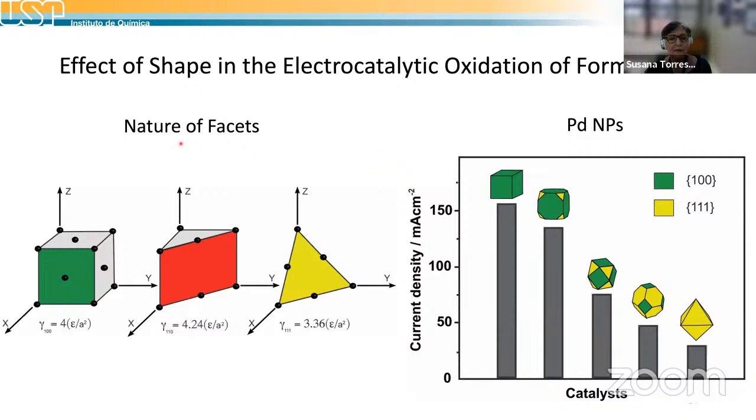For example, by controlling the geometry of the nanoparticles, here is an example for palladium nanoparticles. They have the same size, but they have different forms. And the phase that is exposed goes from 100 when you have a cube to 111 when you have an octahedron. And you can see that the current densities for the same reaction are completely different. So the rate is completely different.